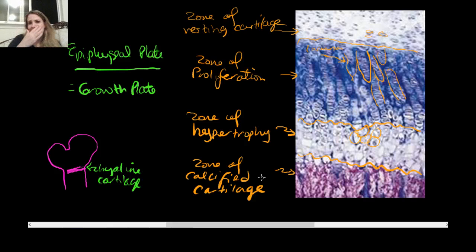And what happens after that? We know what happens to that. Osteoclasts are going to come along and start eating away that cartilage, and osteoblasts will replace it with bone. So this is happening at either end of this long bone, right? We have these epiphyseal plates.